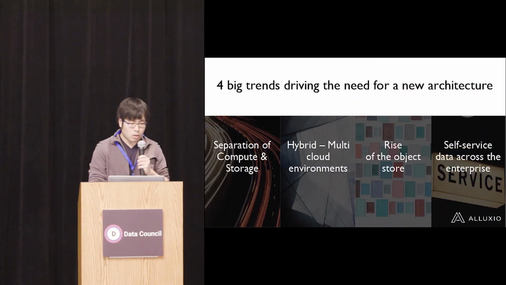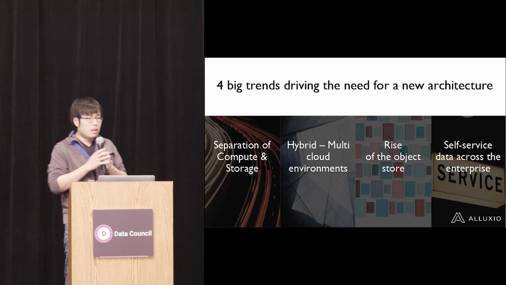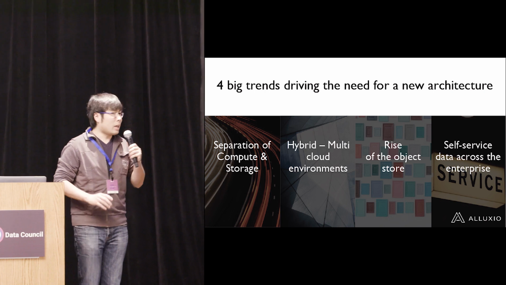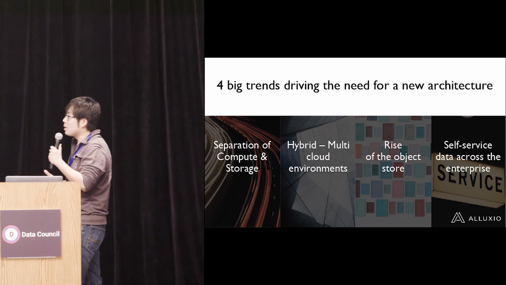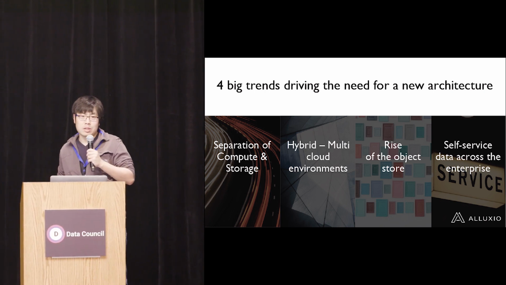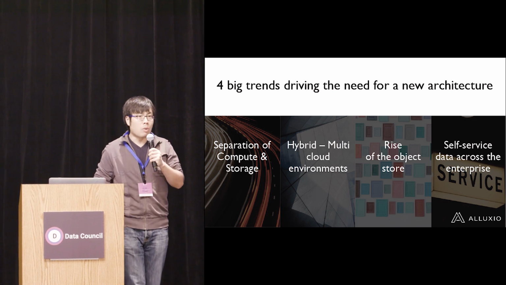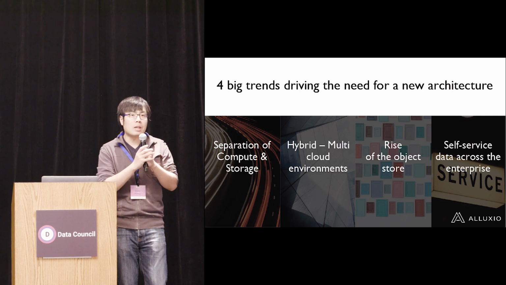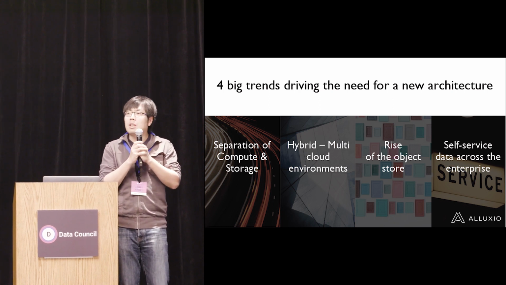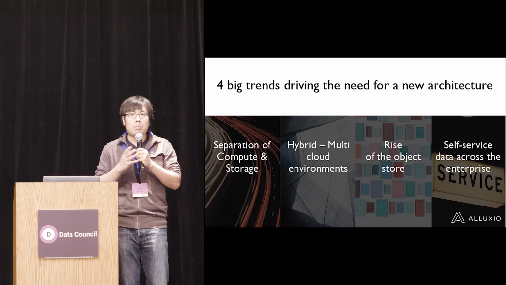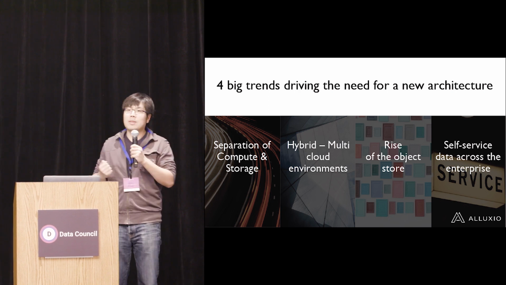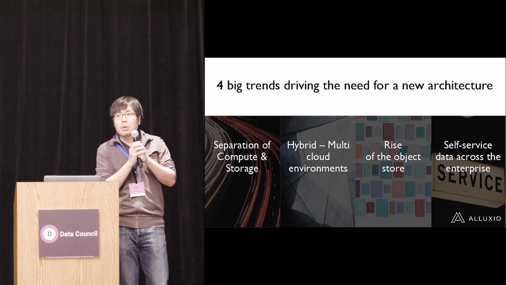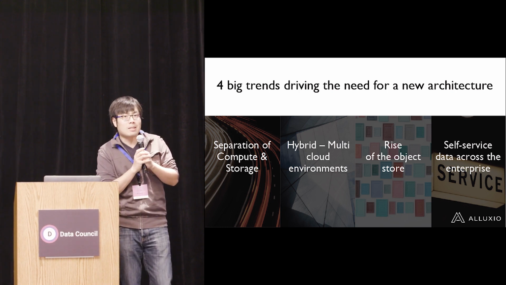So we see different trends driving a new architecture in this world. The first we see in the field is a separation of compute and storage. Actually, a lot of companies are already on this track. In the past decade, people were talking about coupled compute and storage. It provides great performance because we move compute to data, so we can save the network cost and make MapReduce really fast.